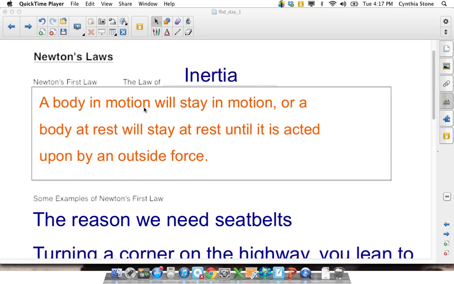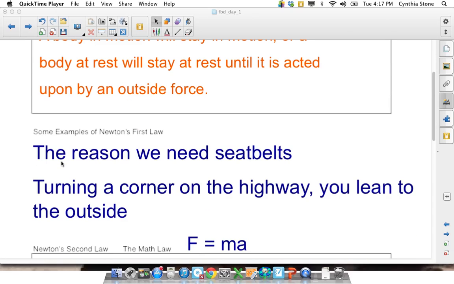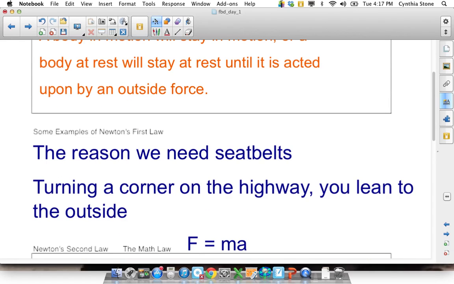Anyway, his first law of motion is called inertia. We call it the law of inertia, and you've probably written it already: a body in motion will stay in motion, or a body at rest will stay at rest, unless acted upon by an outside force. And I think we have lots of good examples of that. I have two written here.